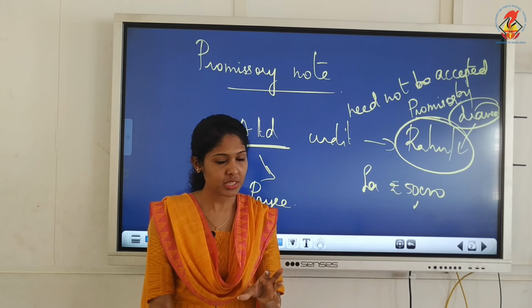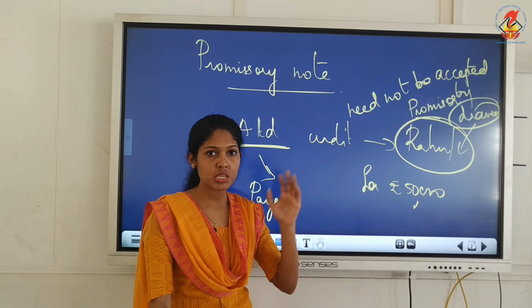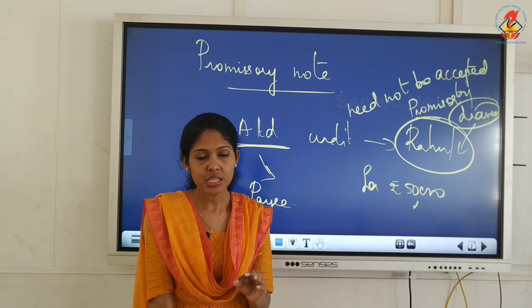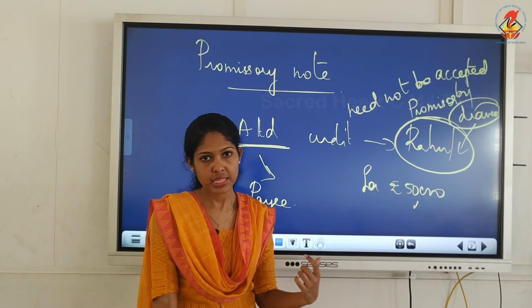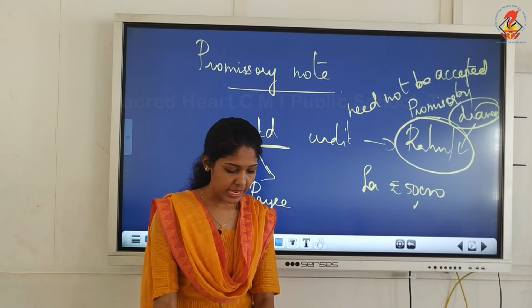Okay, you should be clear with all these terms. Don't get confused between drawer, drawee, promisor, payee and all. You should be clear. That's why I have explained with an example. Okay, then we'll discuss journal entries.